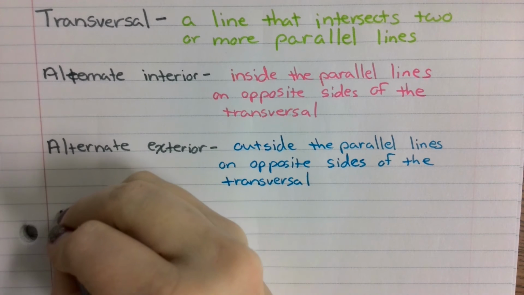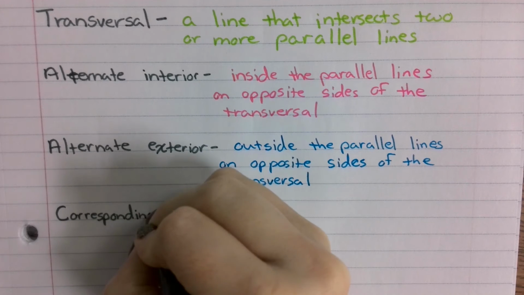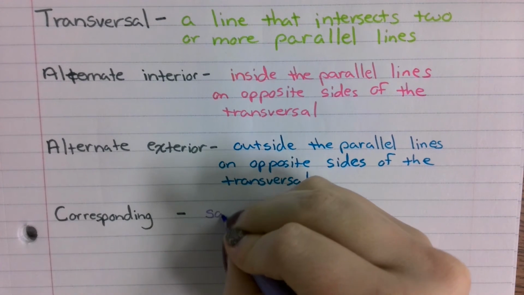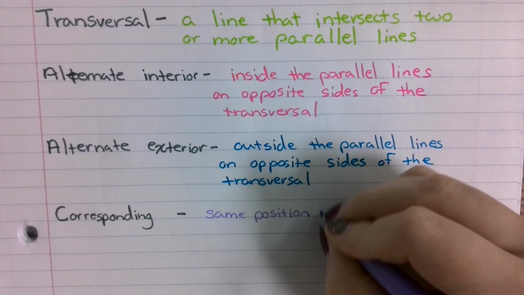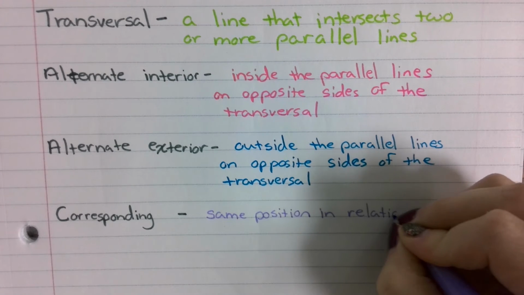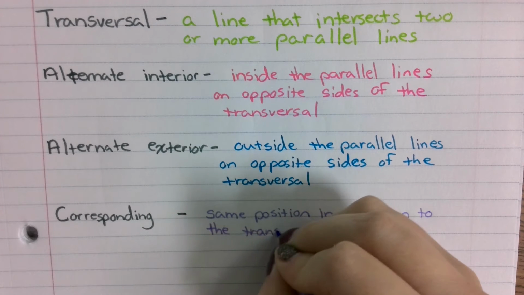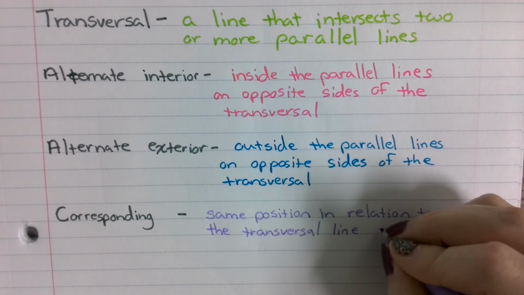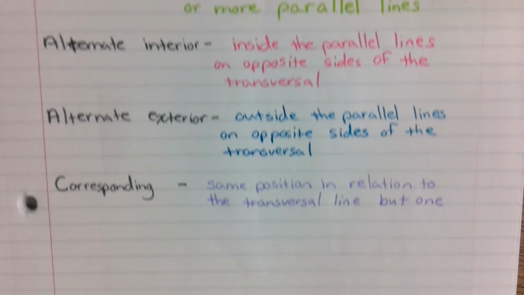And then our last relationship that we're going to talk about is corresponding. And with corresponding angles, these are going to be considered to be the same position in relation to the transversal line. But one of them is interior while the other is exterior.